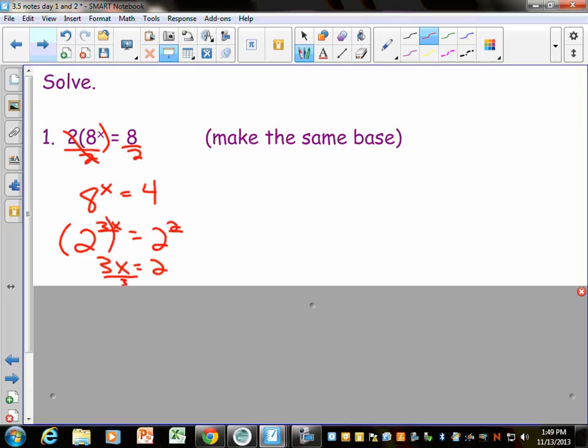So you're going to divide both sides by 3, and your answer would be that the 2/3 power is what's going to make those equal to each other. You with me on that? Yes, no, maybe.